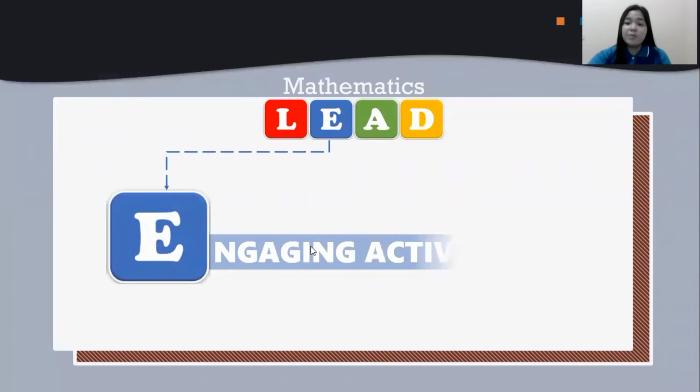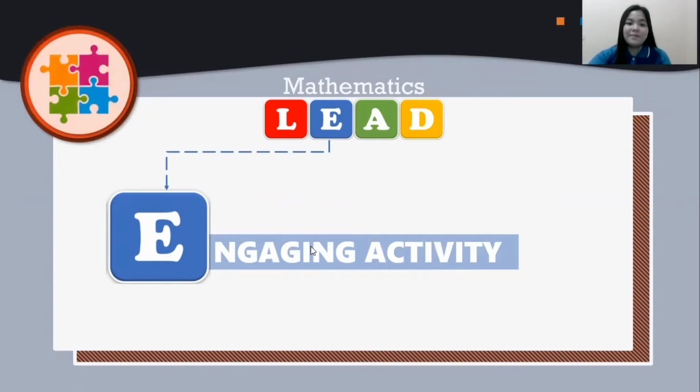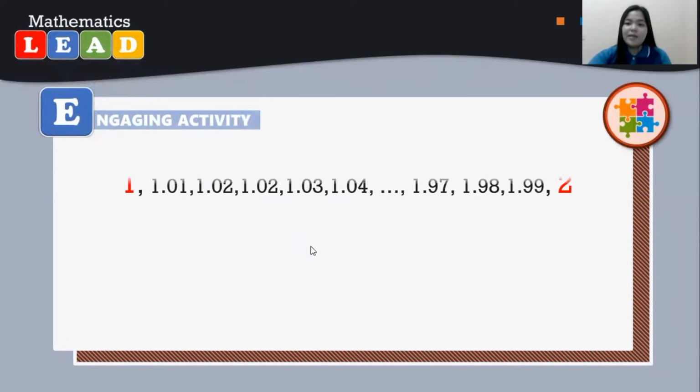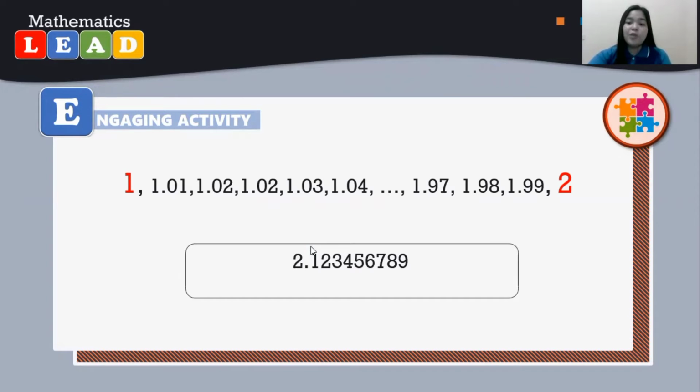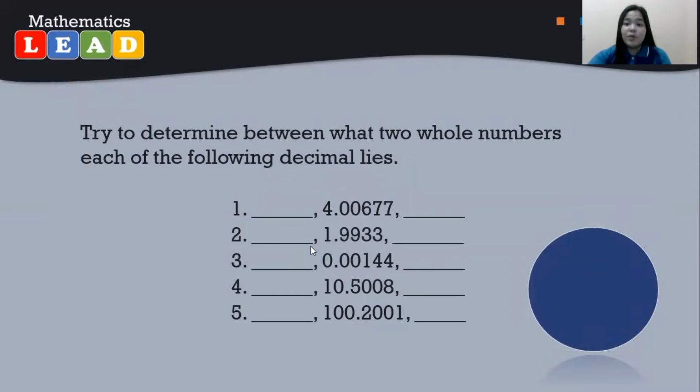Next, we proceed for some engaging activity. You can see that in between every two whole numbers are countless decimals. Let's say, for example, we have 2.123456789. This is not the kind of number we use in our daily life because it's neither 2 nor 3, but a number between 2 and 3. So now, try to determine between what two whole numbers each of the following decimals lies. I will give you 10 seconds to answer.